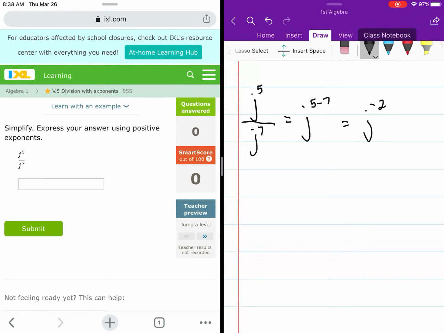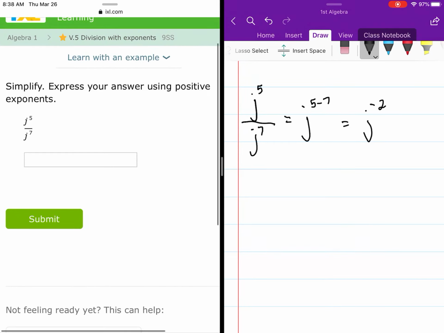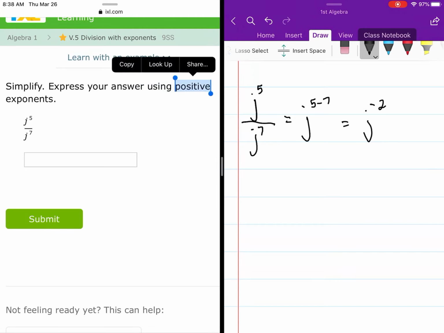Now, if you look at the example on IXL, it tells you your answer has to have positive exponents. This exponent is negative, so how are we going to change that? There is a rule that I did in the notes before, where if your exponent is negative, my answer will become 1 over J, and then I can make that exponent positive. And that will be my final result.